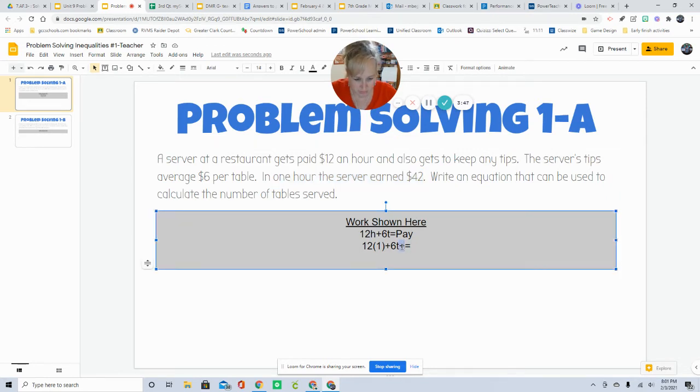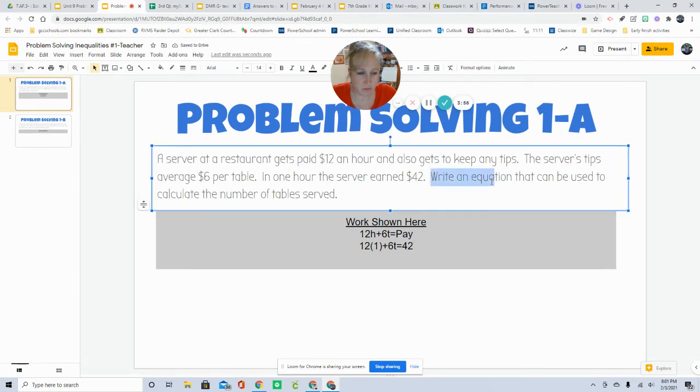So that will be 42 right here. All right. So now I have something that I can work with. So the first thing that it wanted us to do was write an equation. Hey, I wrote an equation. That makes sense for me. This is how much he's got. So in 1 hour, we want to try to find out how much.